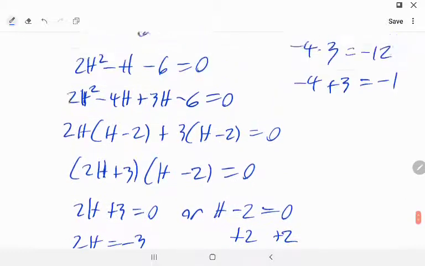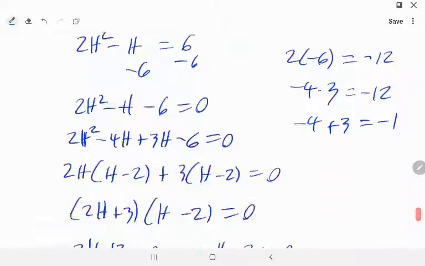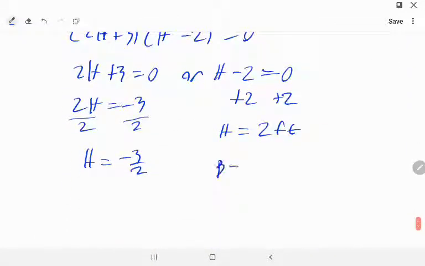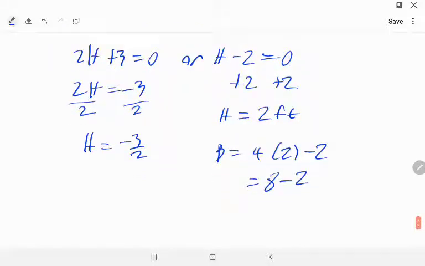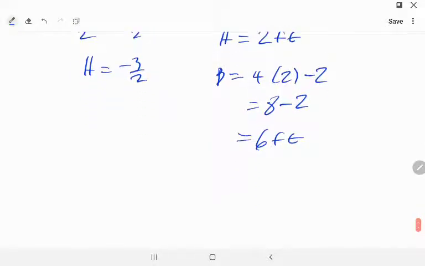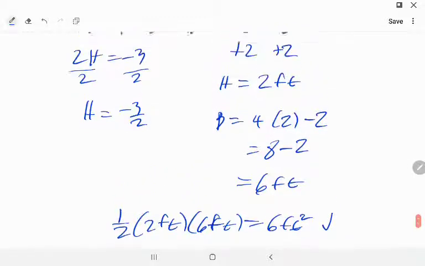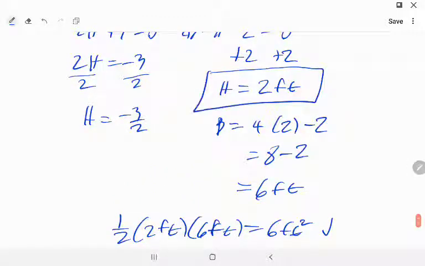And so if the height is 2 feet, we can go back and find out that we said the base was equal to 4h minus 2. So we know the base has to be 4 times 2 minus 2, which gives us 8 minus 2, which is 6 feet. And if we want to verify, we take 1/2 times 2 feet times 6 feet, that does indeed give us 6 feet squared. So we notice that gives us the correct area. So we get h is 2 feet, the base is 6 feet.